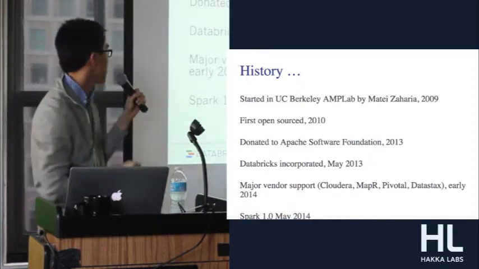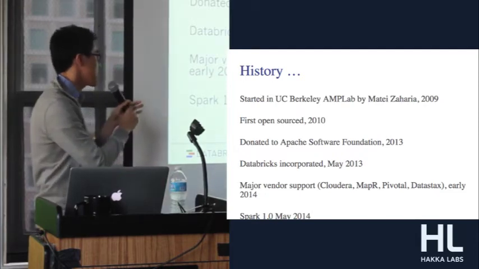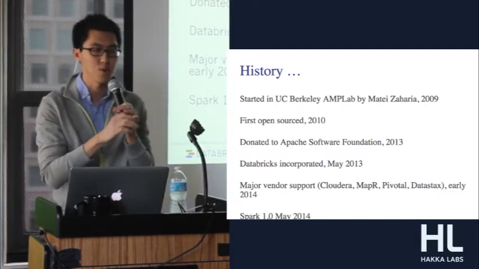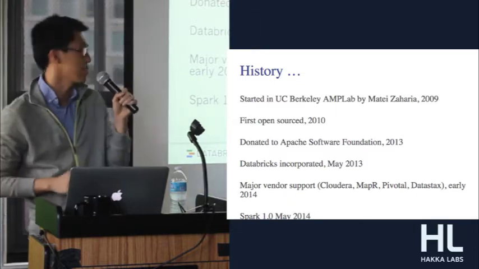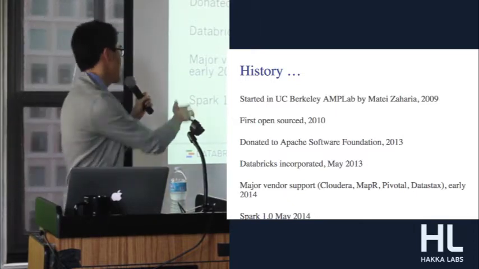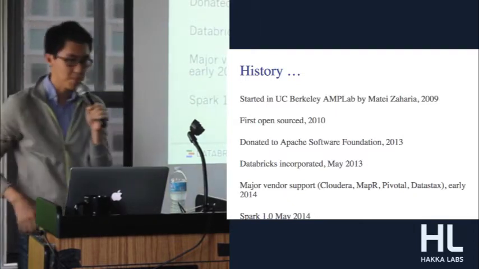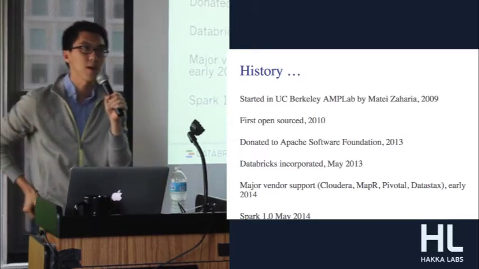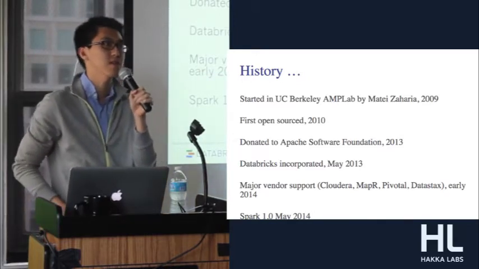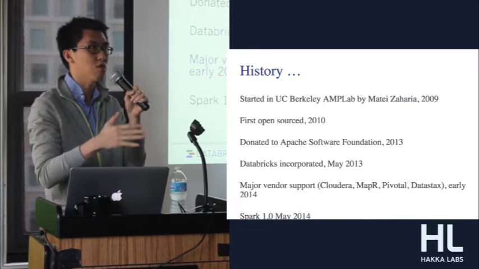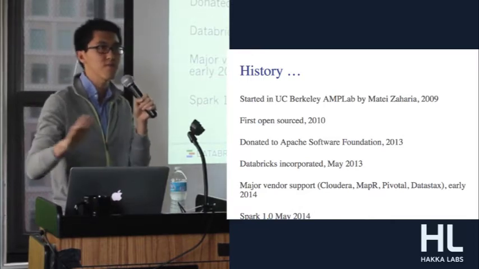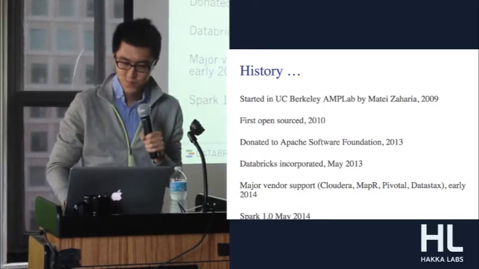One of the historic moments for Spark was the 1.0 release last month. The biggest change in 1.0 is API stability. We're guaranteeing longer-term support for the existing API, so you have to worry less about upgrading.